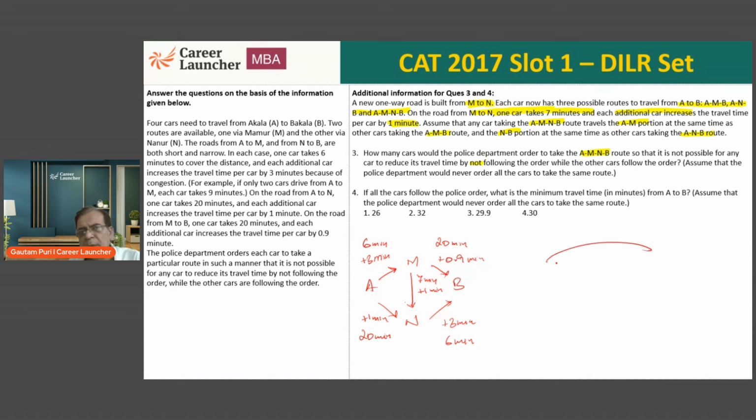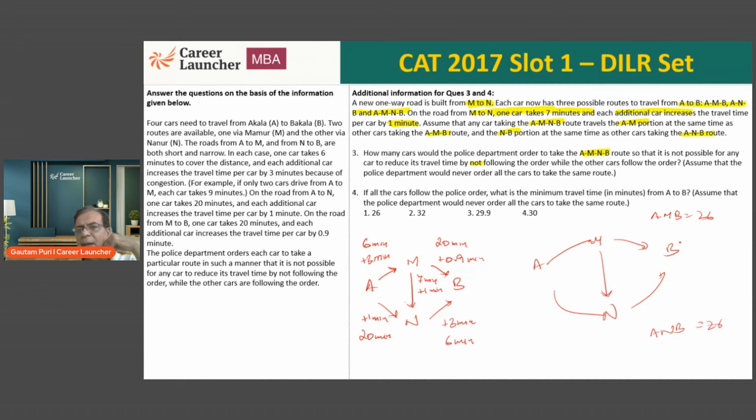We have A, M, B. Then we have A and B, and then we have AM and B. 3 routes available. Okay. Now, if these are the 3 routes which are available to us, then 4 cars. What is the time? If there's only one car taking A and B route, how much time will it take? A and B is 26 minutes. And what is the time for A and B? If there's only one car, again 26 minutes.